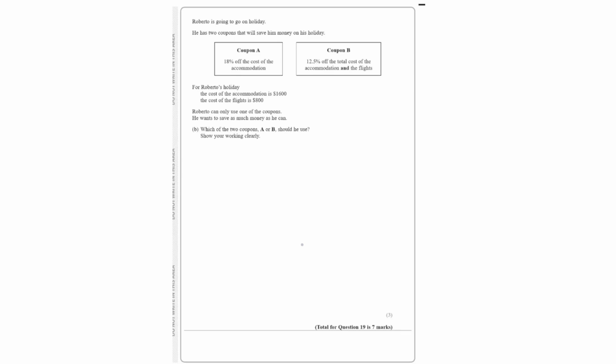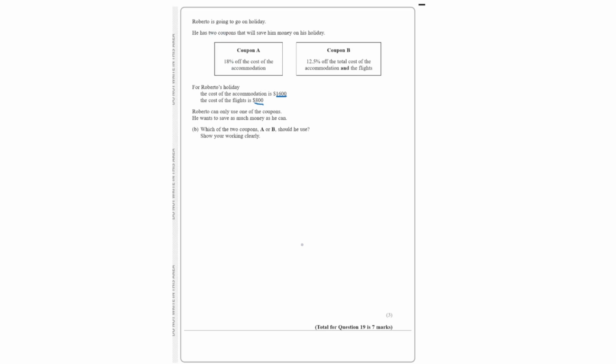Roberto is going on holiday. He has two coupons that will save him money on this holiday, coupon A and coupon B. For Roberto's holiday, the cost of accommodation is $1,600. The cost of flight is $800. Roberto can only use one of the coupons and he wants to save as much as he can. Which of the two coupons should he use? Show your working clearly. So that means whichever coupon saves the most will be the coupon that Roberto wants to choose.